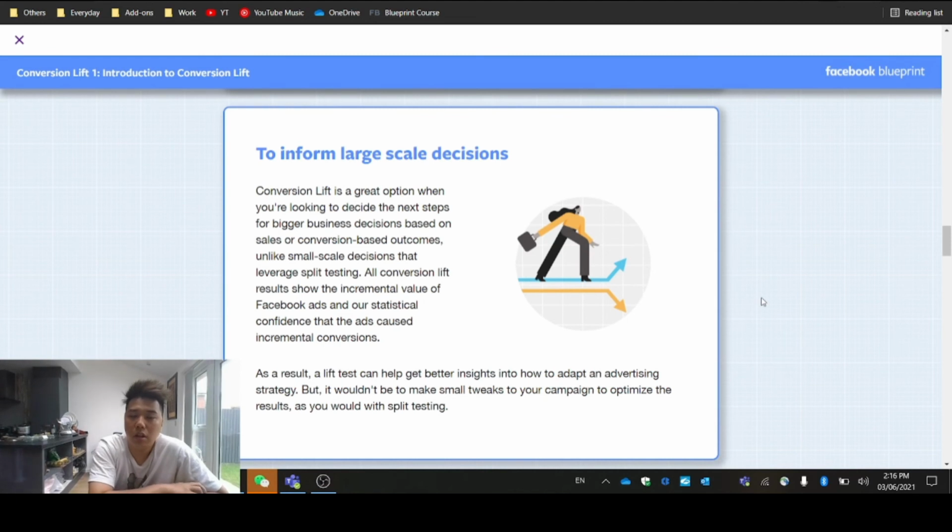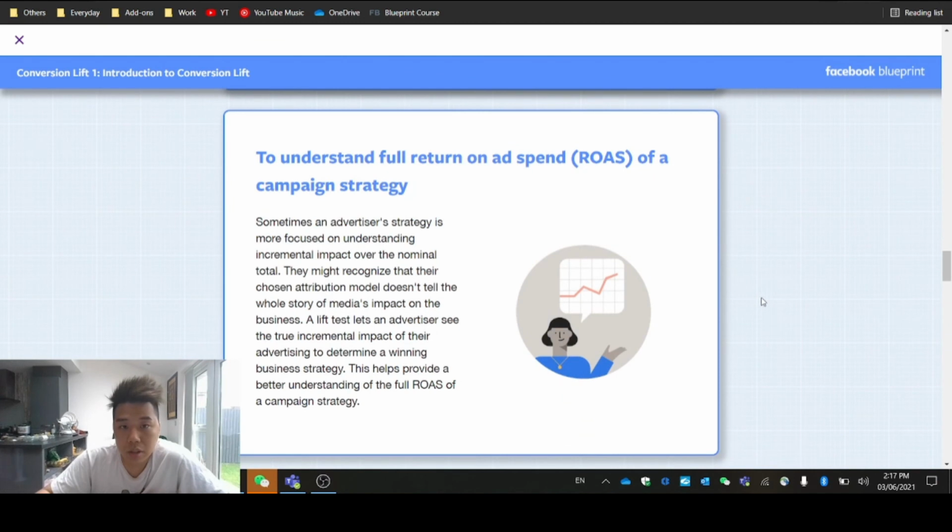To inform large scale decisions, a conversion lift is a great option when you're looking to design the next step for a bigger business decision based on sales and conversion based outcomes. Unlike small scale decisions that leverage split testing, conversion lift results show the incremental value of a Facebook ad and our statistical confidence that the ads caused incremental conversions. As a result, a lift test can help with better insight into how to adapt an advertising strategy, but it won't be able to make small tweaks to your campaign to optimize the result as you would with split testing.